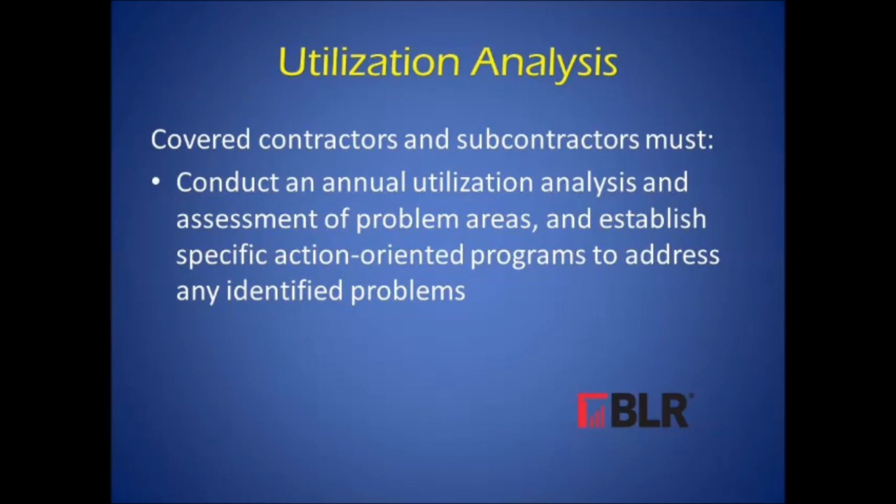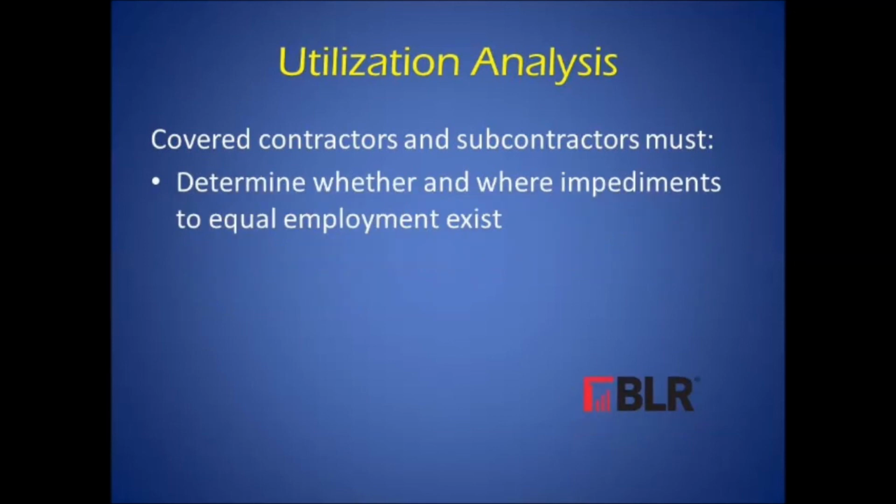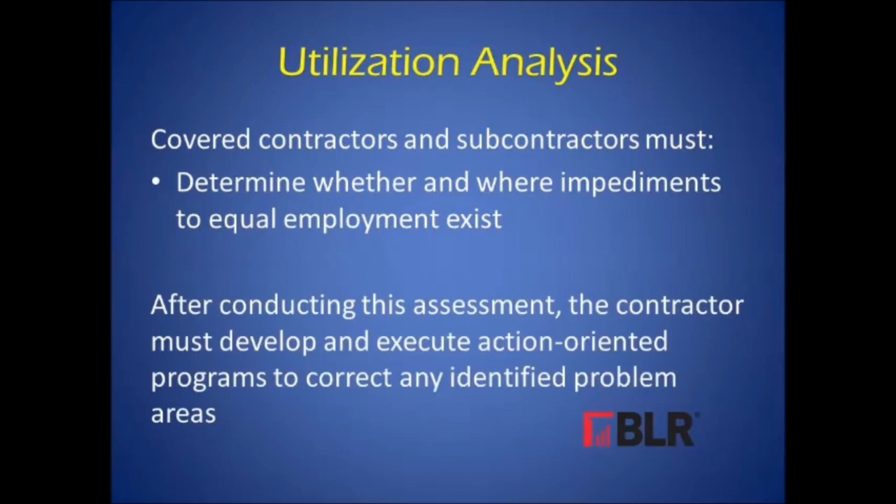So if the contractor's analysis shows that the percentage of individuals with disabilities is less than the 7% utilization goal, the contractor must take steps to determine whether there are impediments to equal employment. This includes assessing things like existing personnel policies and processes, the effectiveness of outreach and recruitment efforts, the results of affirmative action program audits, and any other areas that might affect the success of an affirmative action program. After conducting this assessment, the contractor must develop and execute action-oriented programs to correct any identified problem areas.